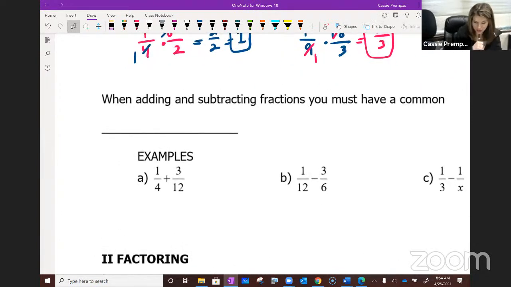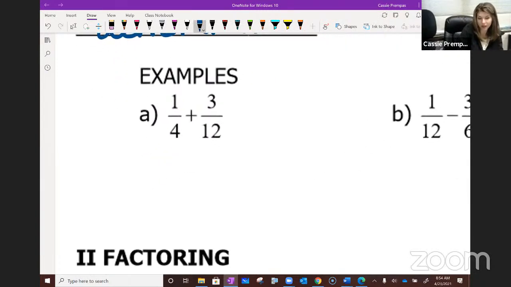Thank you. Okay. When adding and subtracting fractions, you must have a common denominator. So what do I do for letter A? Well, the least common multiple between 4 and 12 is 12. So I'll multiply this by 3 and 3. And that gives me 3/12 plus 3/12.